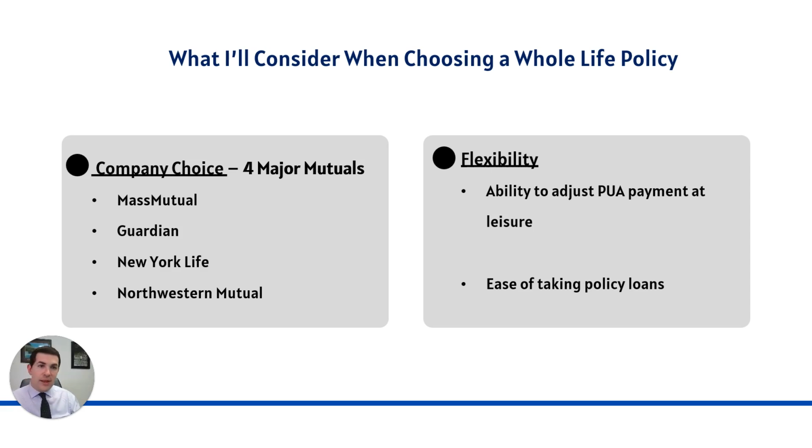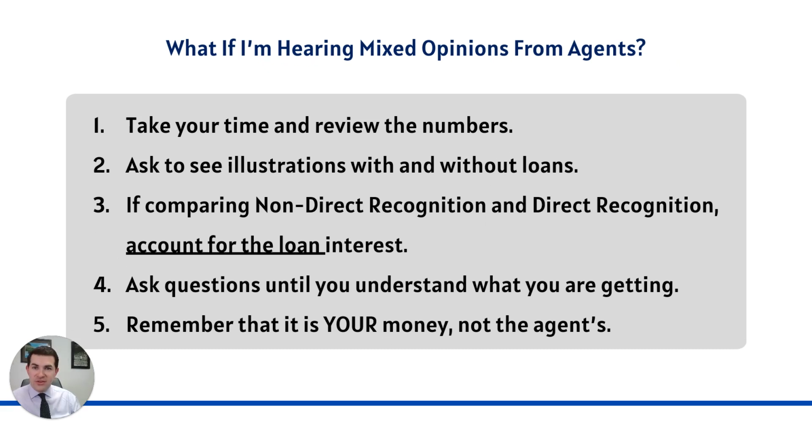So, to wrap things up, what if I'm still hearing mixed opinions from agents about non-direct and direct recognition? I'm afraid, I don't know what to do, and I don't want to make a decision that's going to end up in me losing money or anything like that. I don't want to have buyer's remorse. Here's what I would say. First, take your time, review the numbers. What's the rush at the end of the day?